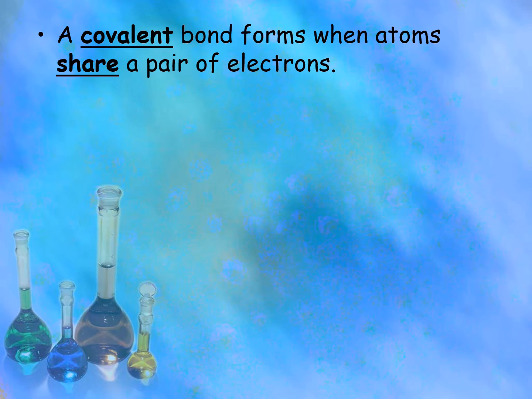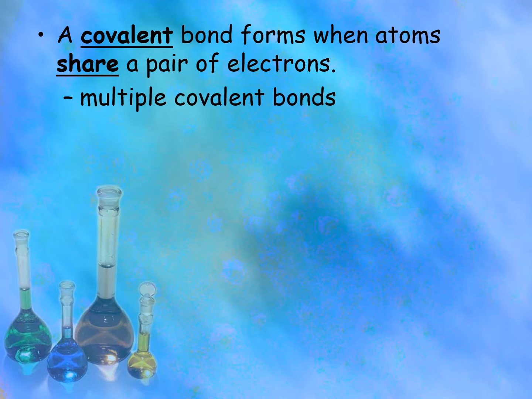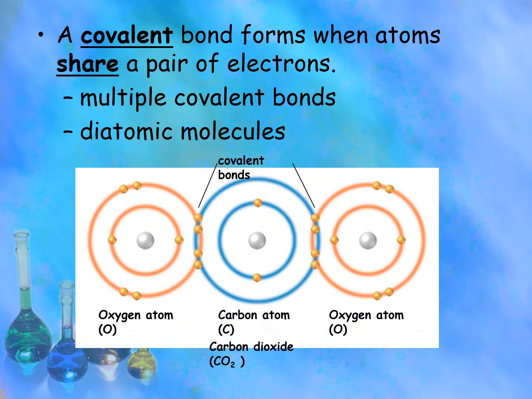A covalent bond forms when atoms share electrons. Carbon especially can have multiple covalent bonds. Sometimes you'll see diatomic molecules. For example, oxygen likes to pair up with another oxygen atom. The air that we breathe, the oxygen that we take in, exists as an O2 molecule. That's a diatomic molecule. Then here's our diagram of carbon dioxide again, showing us the covalent bonds and where they are.